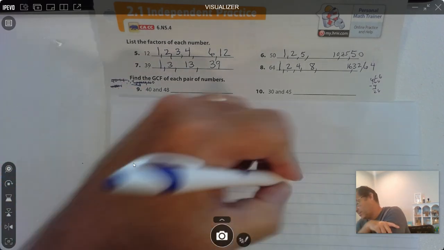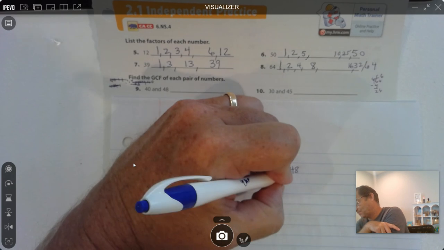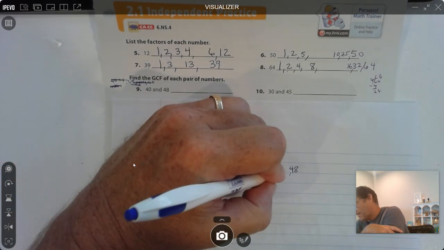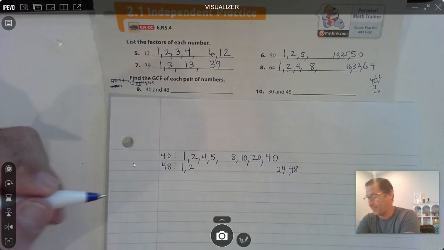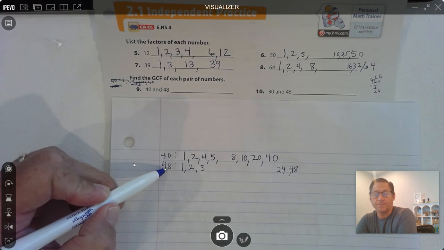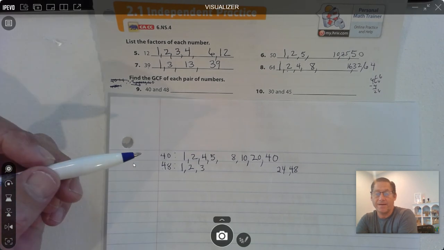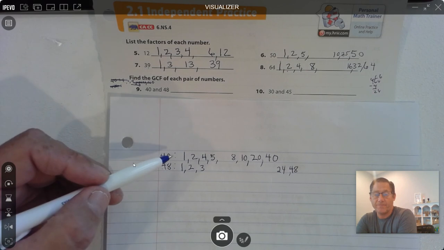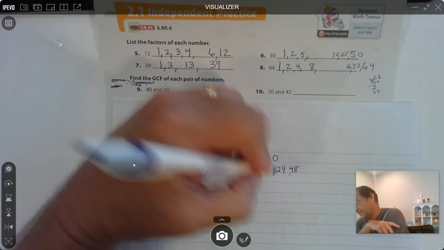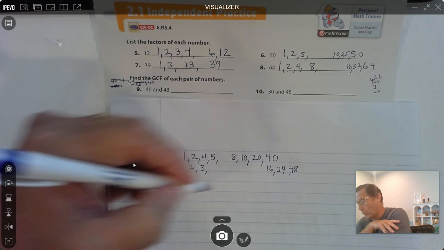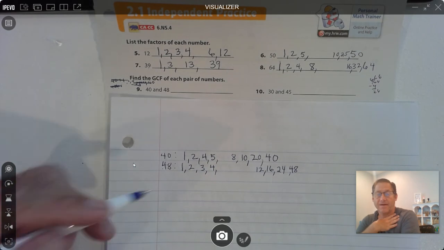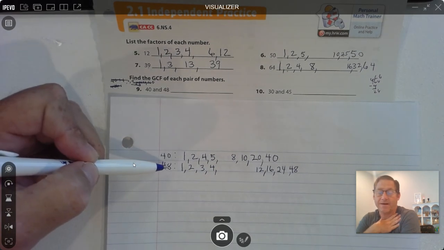48. Well, we know 1 and 48. We also know 2 and 24 are factors of 48. 3 is a factor of 48. 4 plus 8 is 12, and 12 can be divided by 3. If 12 can be divided by 3, 48 can be divided by 3. And that's 3 times 16. 4 is a factor of 48, 4 times 12. 5 is not a factor of 48. It doesn't end in a 5 or 0.